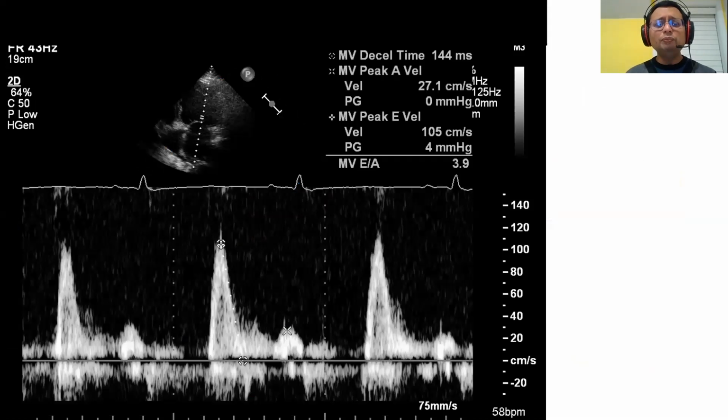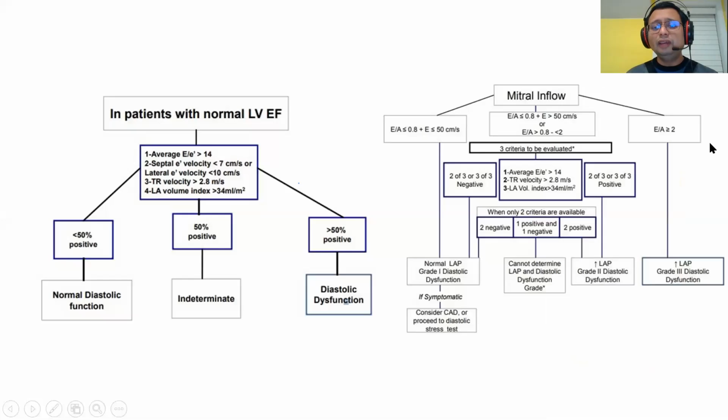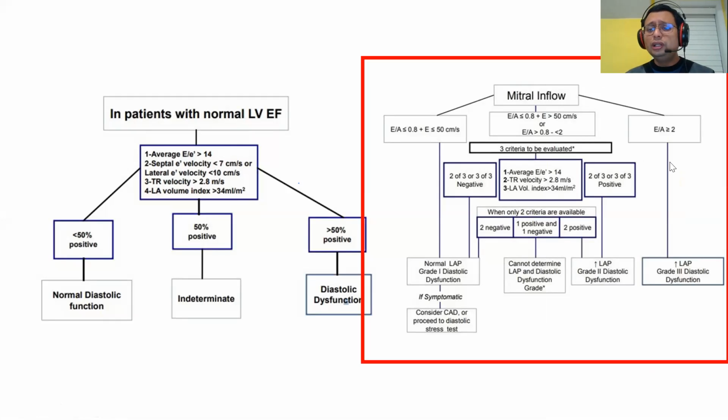Now, let's go to our parameters. Do we need to see all the parameters? In this case, do not even do that. You see, your E over A is so high. It is 3.9. So, if you look at your ASE algorithm, you look at algorithm 2, E over A is way higher than 2. So straight away, without looking at anything else, you know that your patient has grade 3 diastolic dysfunction.